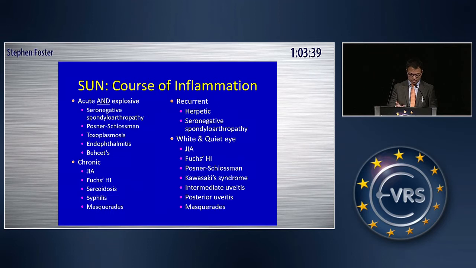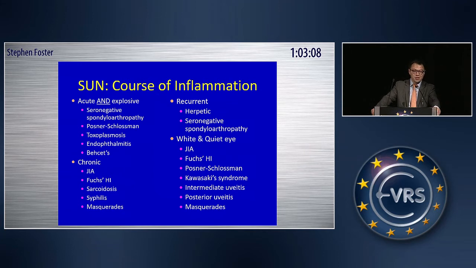And why is it important? Because when you see different kinds of courses, that again helps you narrow down the diagnosis. When it's acute and explosive, you're thinking about maybe B27 associated seronegative spondyloarthropathy, you're thinking about Posner-Schlossman, toxoplasma, and Behçet's. When it's chronic, you talk about JIA, Fuchs, sarcoid, syphilis, and the masqueraders like lymphoma. And when it's recurrent, you think about herpetic. Again, HLA-B27 is recurrent.